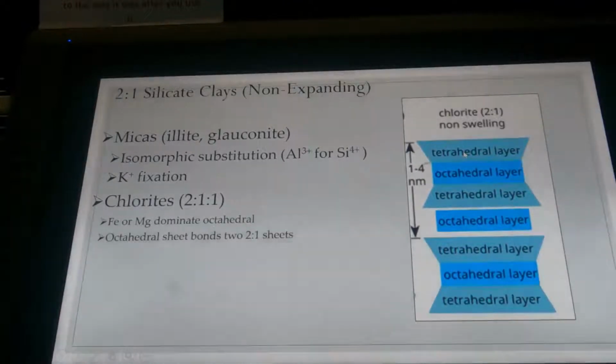In chlorites, which I've yet to encounter myself, we have our 2-to-1 and then a 2-to-1, another octahedral in between there, and that takes up the gap in that charge. So there's no expansion. All the charges are taken up and they're held very tightly, and they just don't swell very much.